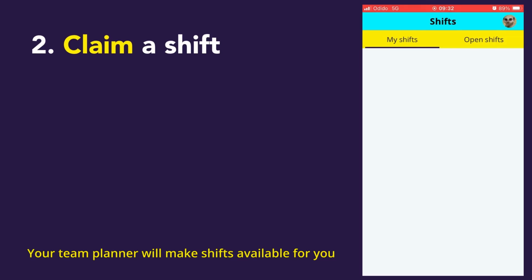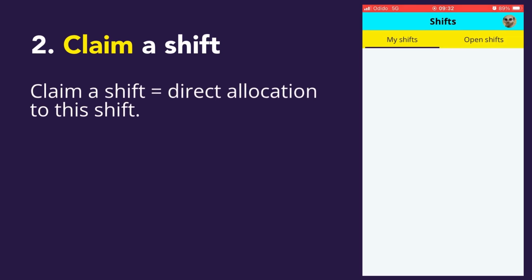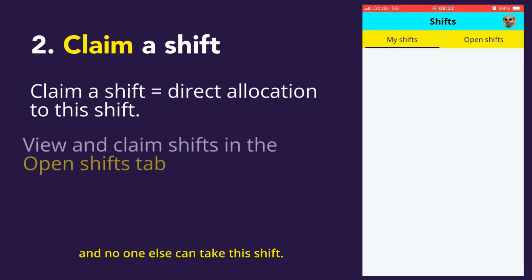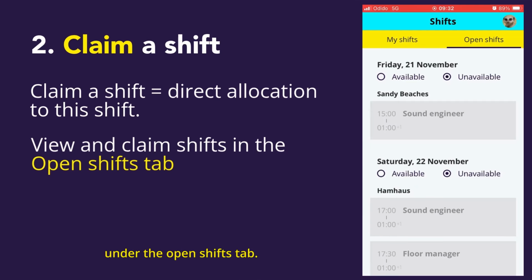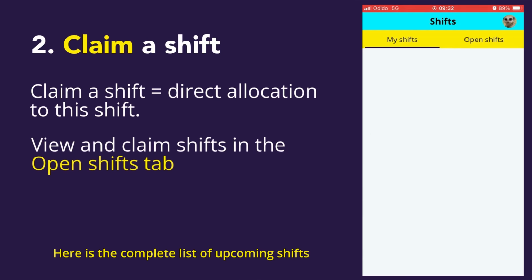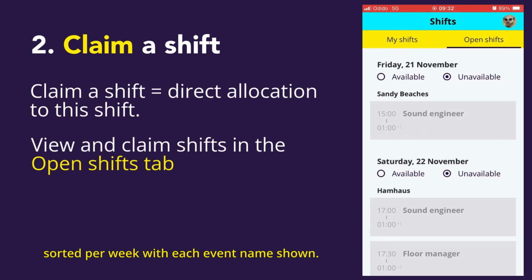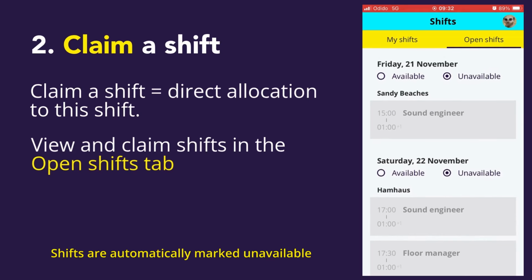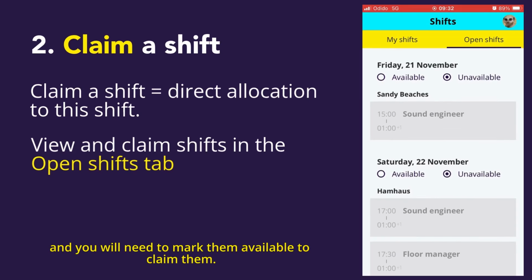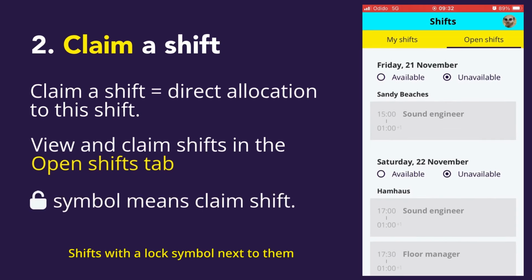Your team planner will make shifts available for you to claim or request. By claiming a shift, you will be directly allocated to this shift and no one else can take this shift. You can find the available shifts to claim under the Open Shifts tab. Here is the complete list of upcoming shifts sorted per week with each event name shown. Shifts are automatically marked unavailable and you will need to mark them available to claim them. Shifts with a lock symbol next to them indicate that they can be directly claimed.